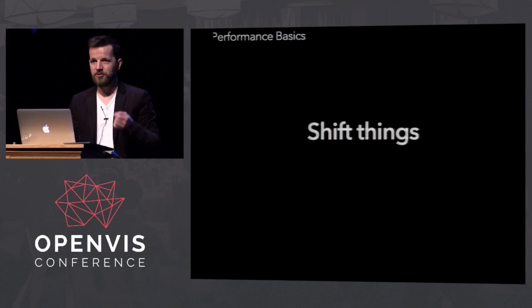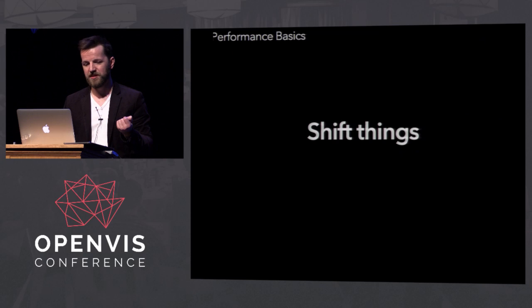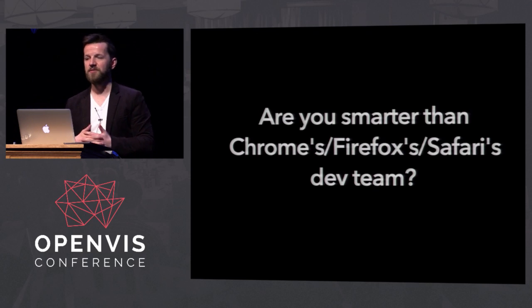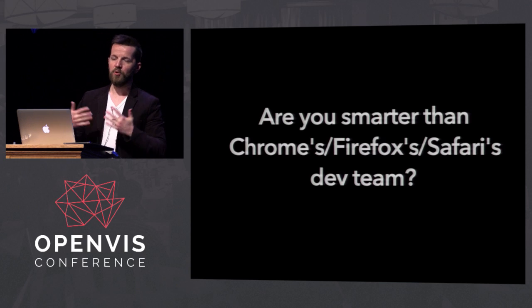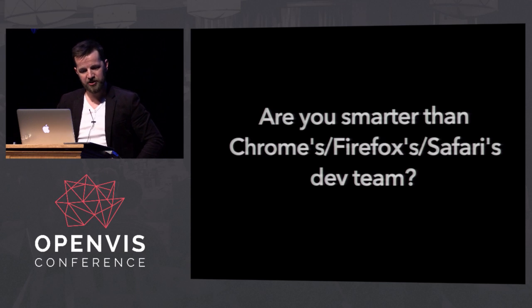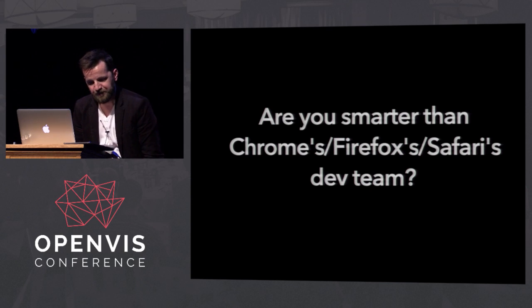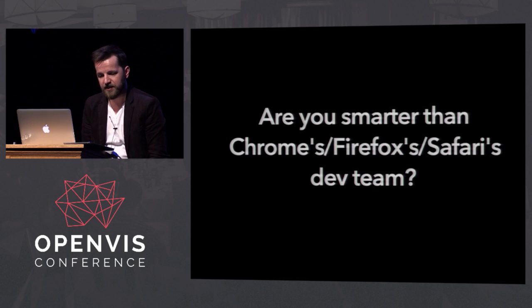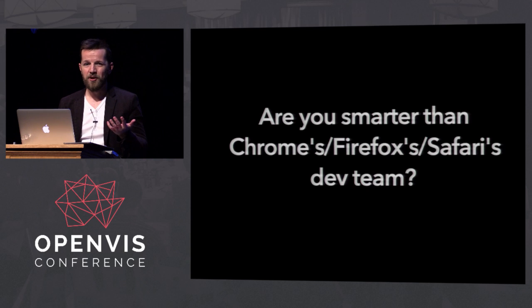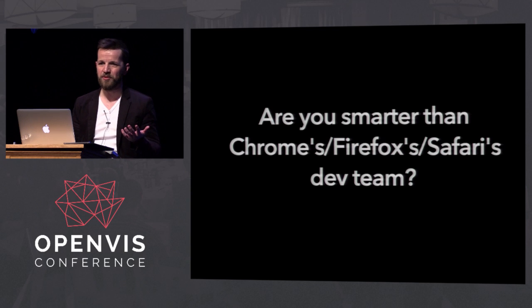Okay, but apart from these things, once you reach a certain point in performance, the question really becomes, are you smarter than Chrome's, Firefox's, or Safari's dev team? I will assume that you might be smarter than the dev team of some other major browser. So the thing is that once you start to go deep into performance, you actually have to do the stuff that the browser does. That's really the key to optimizing performance, taking over the browser's job.